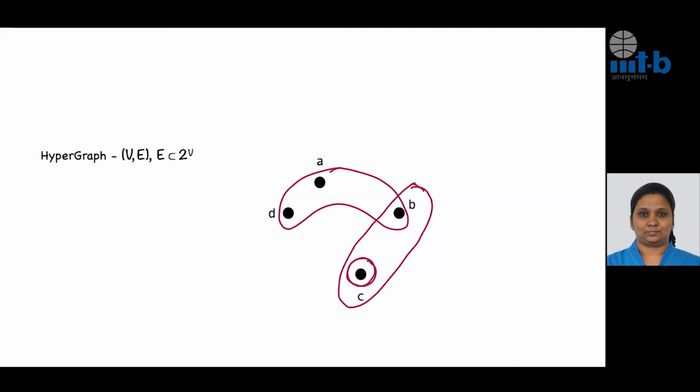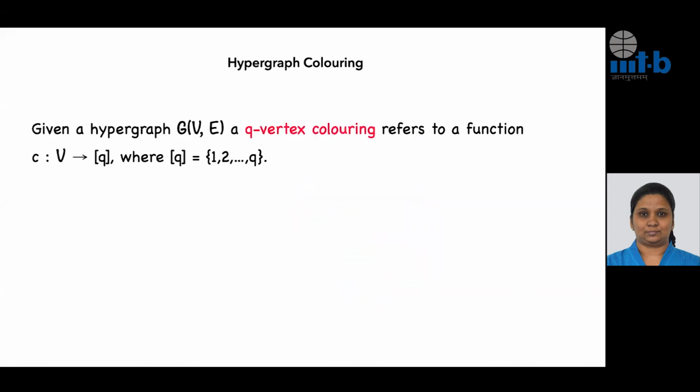Okay, and a coloring of the vertices of a hypergraph can be defined as a function that goes from the set of vertices to a set of colors. More specifically, a Q vertex coloring is a coloring using Q colors. I'm just using the set 1 to Q to represent the set of colors. And now the conflict-free coloring of a hypergraph is a vertex coloring with an added constraint.